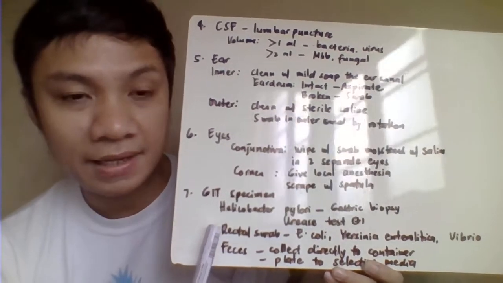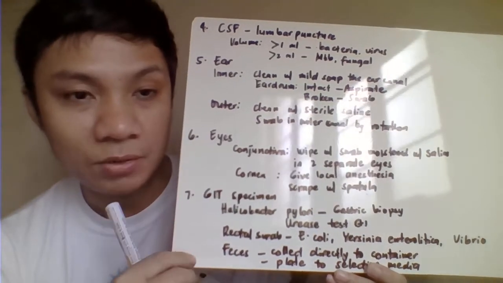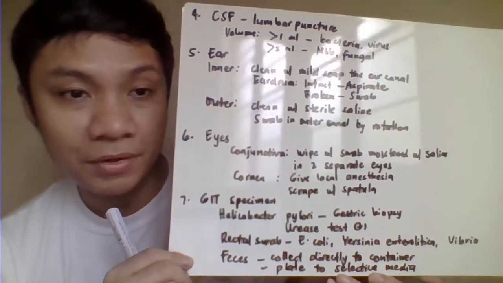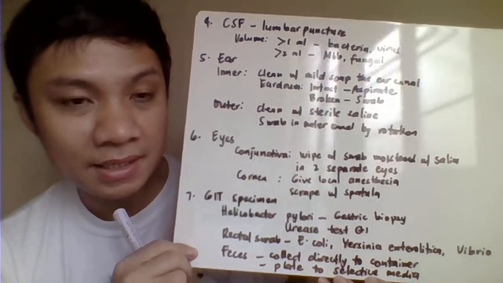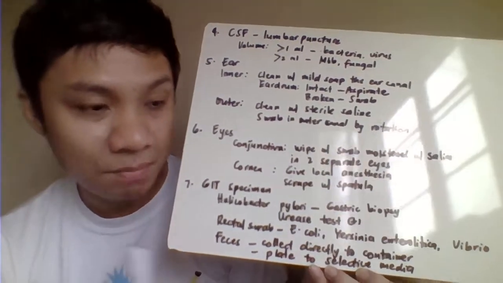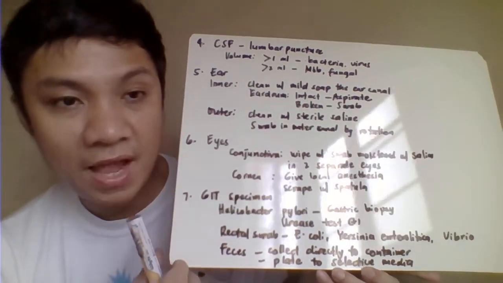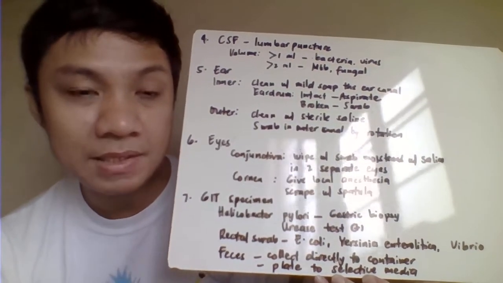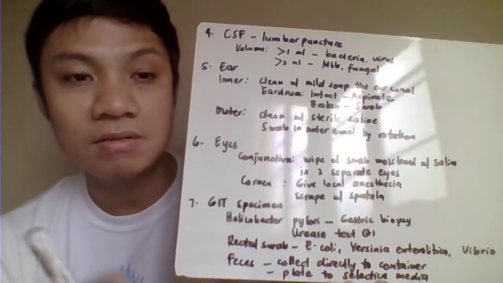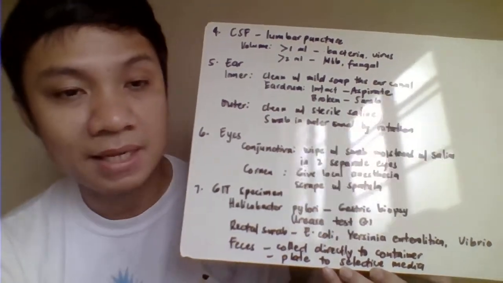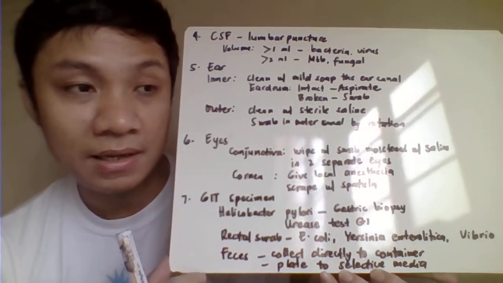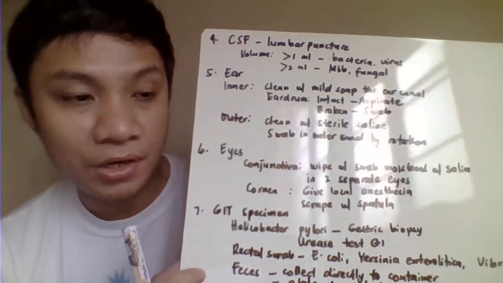You could also collect the fecal sample, but when you're collecting that one, you collect it directly with your sterile screw cap container. And when you transport the fecal sample to the laboratory, you try to plate that one with the selective media. So the transport media could hold the viability of the organisms, but upon receipt in the laboratory, you still need to plate or inoculate that one with their respective selective media for their growth.